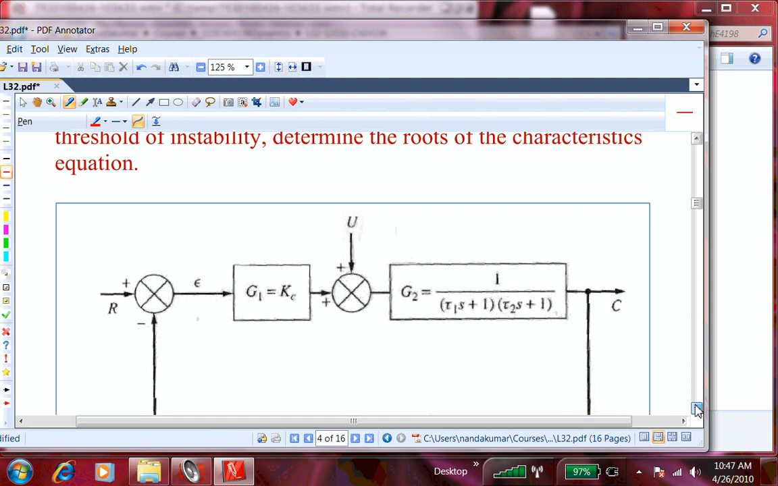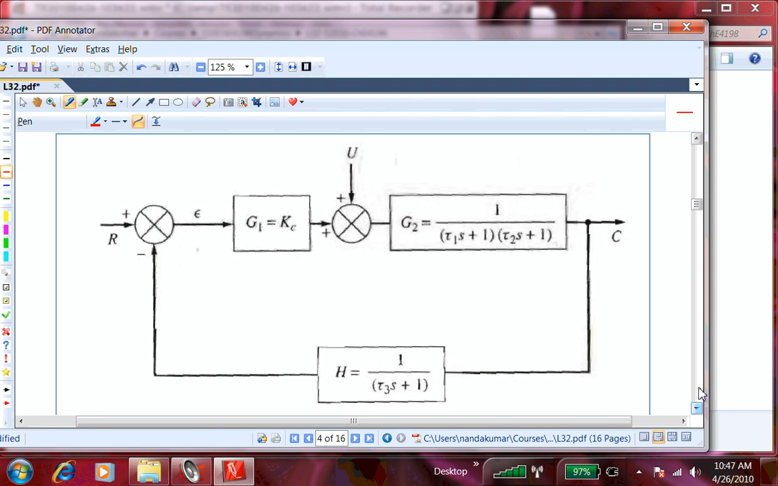Here it is, okay. With the feedback control, there is a measurement dynamics as well as a process dynamics. The process dynamics is given by this, and this is a measurement. Okay. And you are given all the time constants, and you are asked to find what is the value of Kc for which this system will become unstable using the root test.